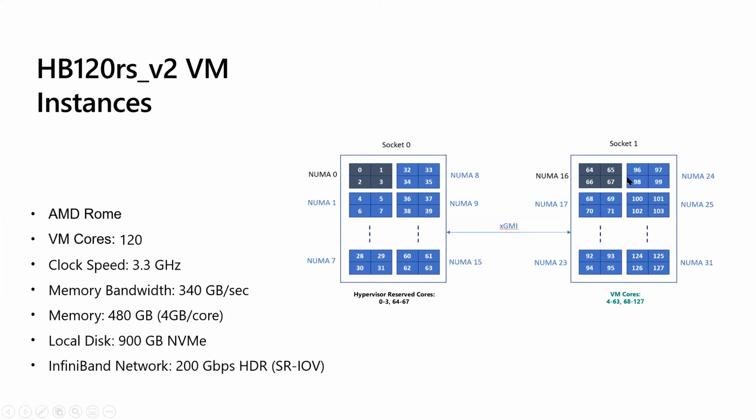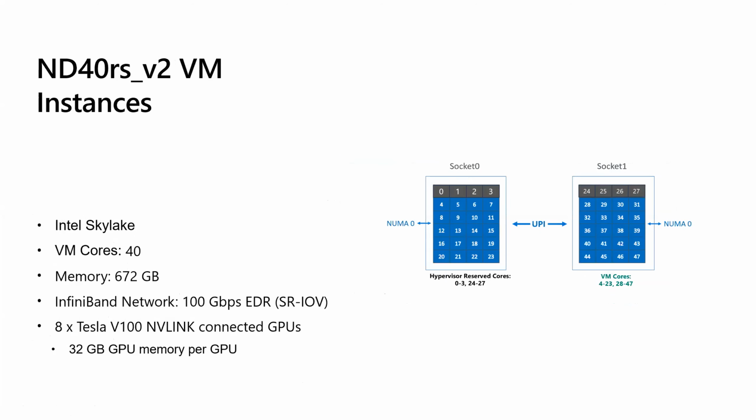And it has a max clock speed of 3.3 gigahertz and memory bandwidth of around 340 gigabytes per second, and around 4 GB memory per core. And this has the latest 200 gigabits per second HDR, supported through SR-IOV. And similarly, this is ND40.